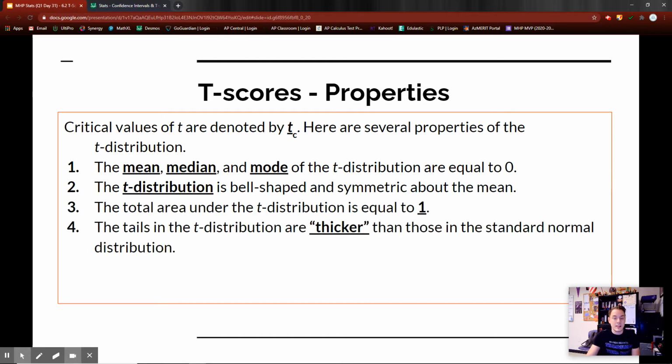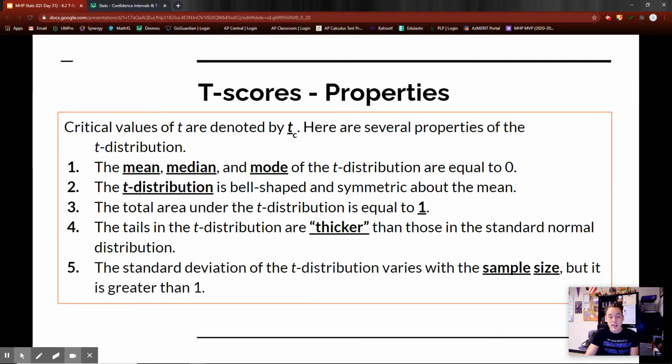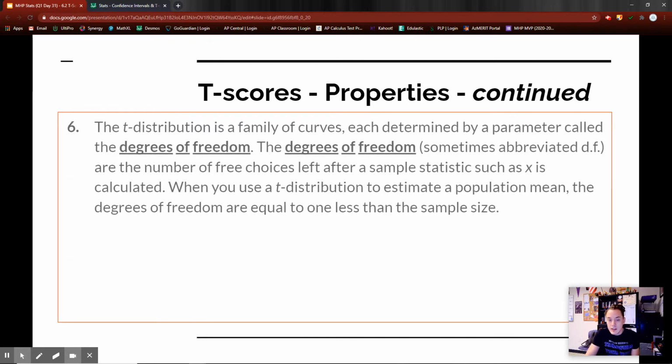The tails in the distribution, though, are thicker than a standard normal z-distribution. So they're a little bit thicker here, and that's fine. The reason why they're thick is because you just don't have enough information. It's kind of trying to cover up the fact that you don't have a standard deviation to kind of vary a little bit. The standard deviation of the t-distribution varies, like I said, with the sample size, but it is still greater than 1.